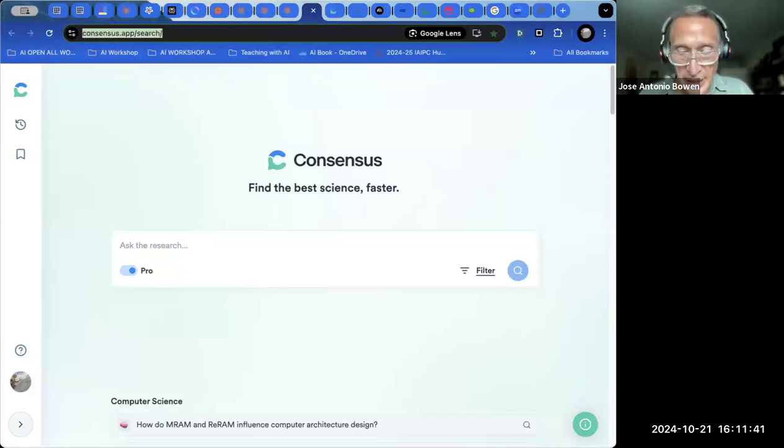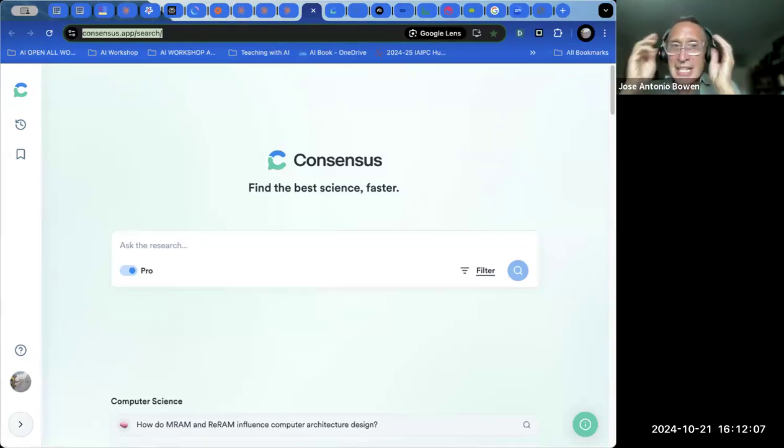But here is the link. So Consensus uses ChatGPT in the background, but it also limits its results to what you get from the 200 million paper database of Semantic Scholar, which is in theory the database of all of the published papers on the planet, but not Wikipedia, right?